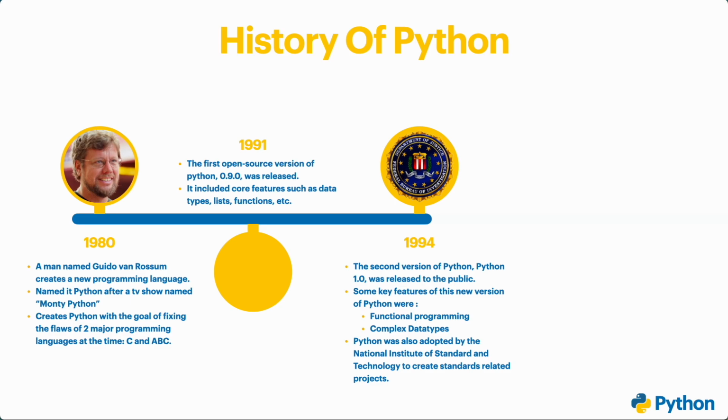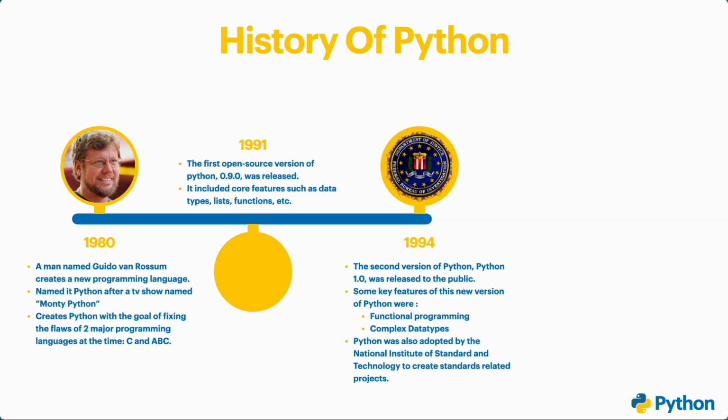Some of these cool features being functional programming and complex data types. Again, if you don't know what those mean, do not worry. We'll be getting to them later on in this course. But this version of Python had a lot of cool new features that added on to the features that Python 0.9.0 had.